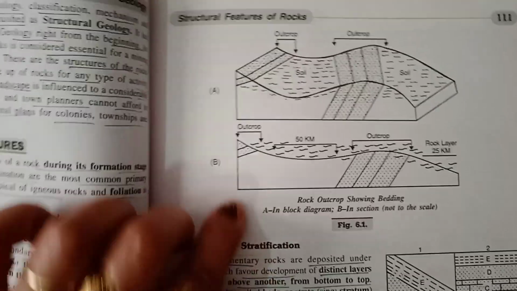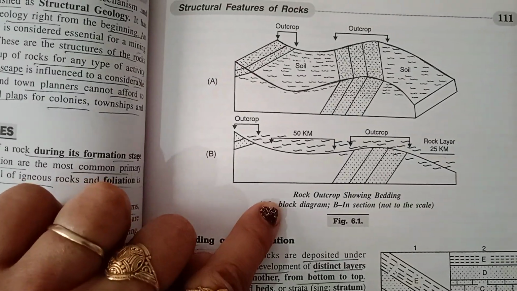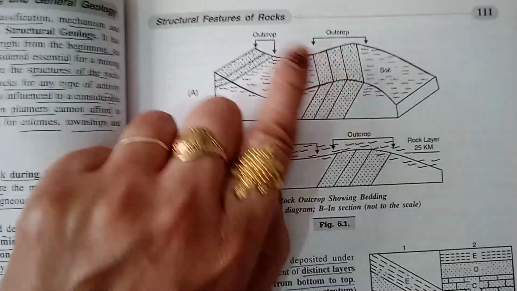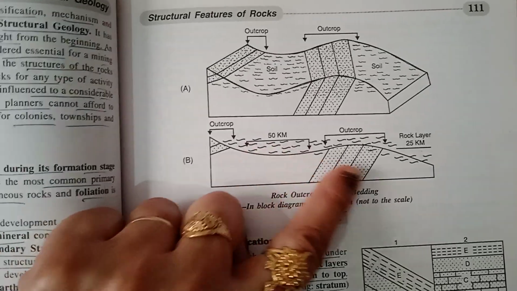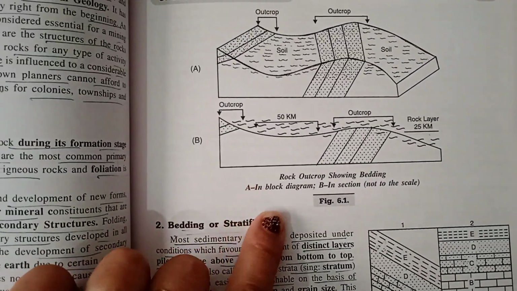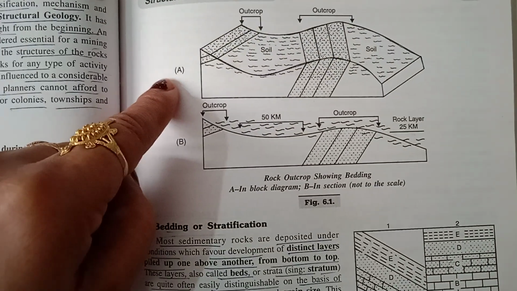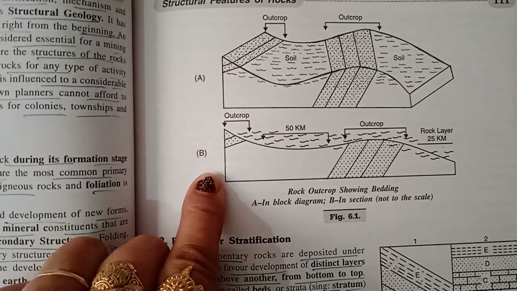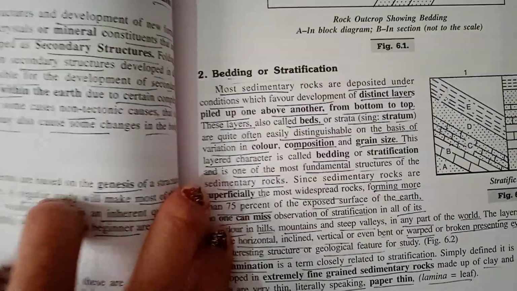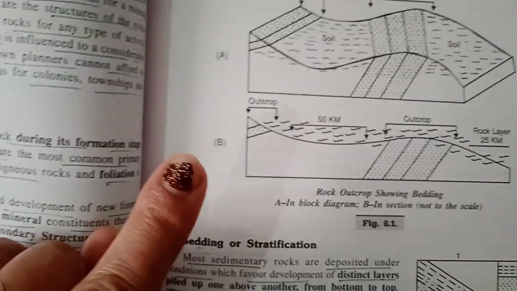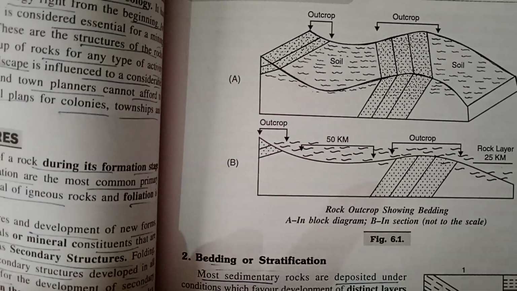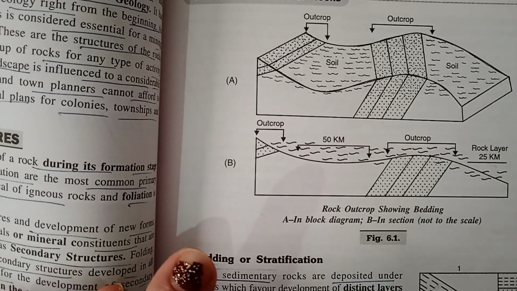So, in the picture is a rock outcrop, showing bedding. Outcrop, soil, 50 kilometer, rock layers 25 kilometer. A indicates the figure in block diagram, B indicates it in section, not to scale. Not to scale means that for the formation of diagrams there is no use of scale.